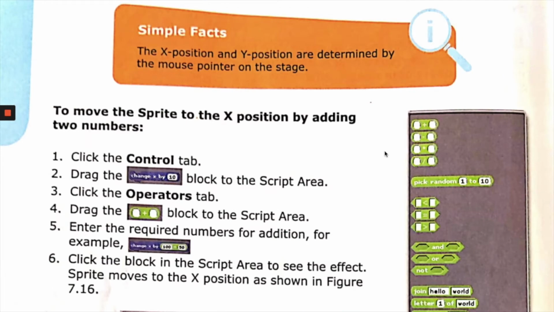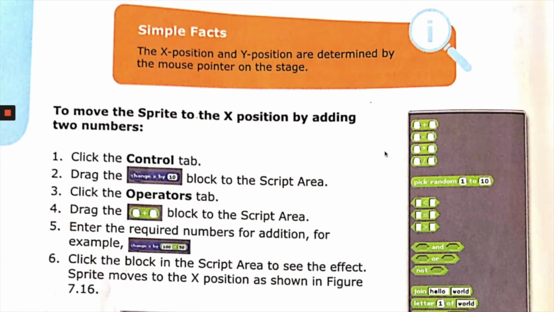First, let's go through the simple facts. The X position and Y position are always determined by the mouse pointer on the stage. To move the sprite to the X position by adding 2 numbers, click the Control tab. The first thing is you have to drag the Change X by 10 block to the script area.